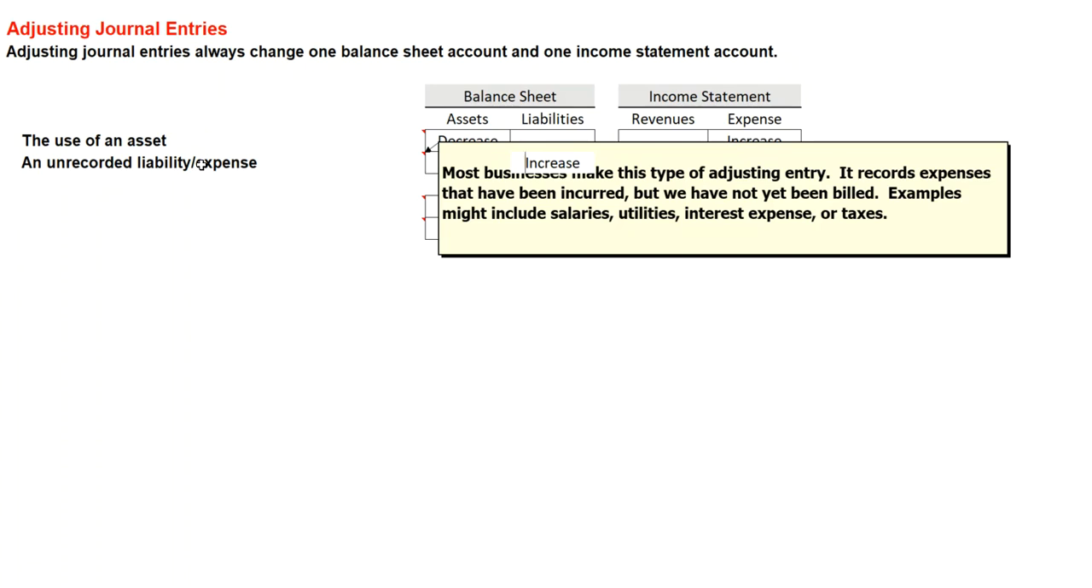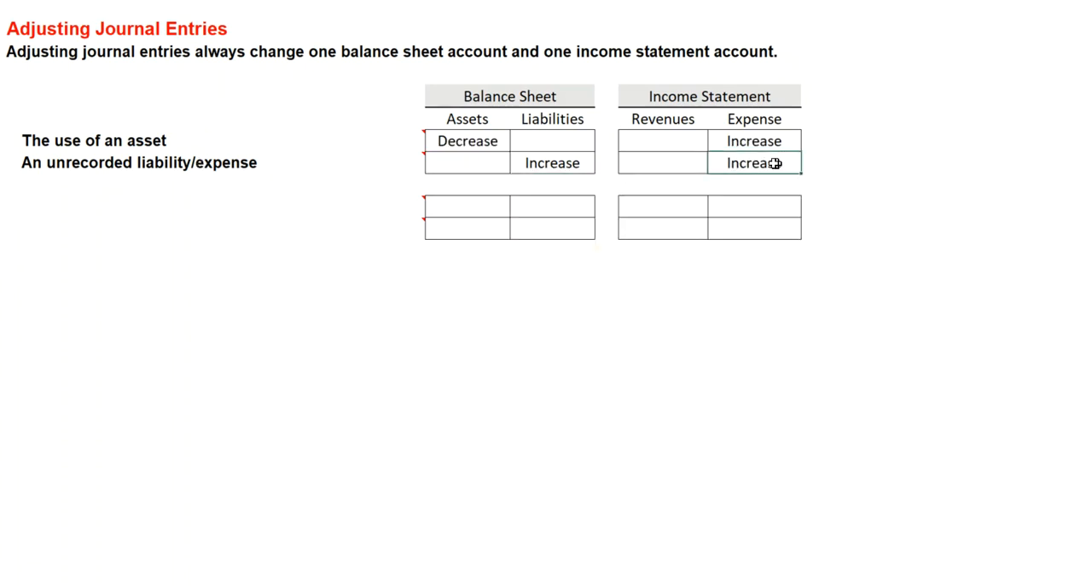If we've borrowed money during the year, we might not have to pay the interest until the following year, but we've made use of the bank's money. And what's the cost of using someone else's money? You have to pay interest. So we need to make sure we record interest expense in the current year and a related liability.